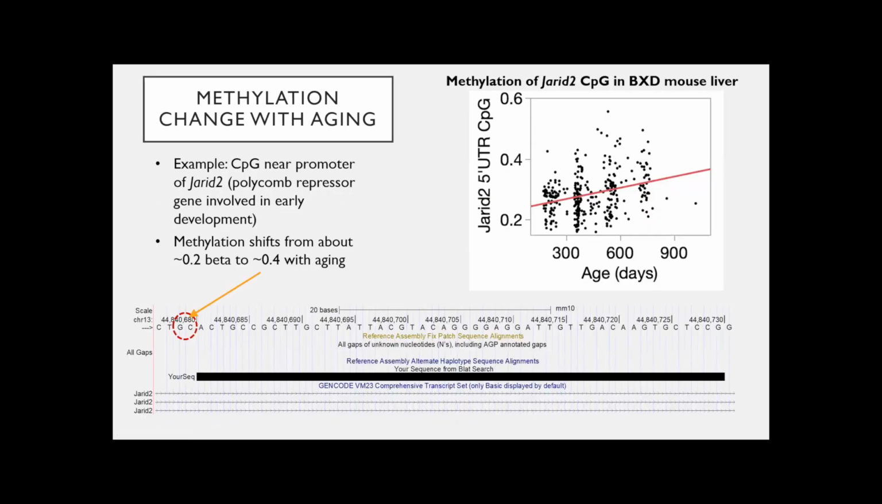Okay. Now, to give you an idea of one of the CpGs that might be contributing to this shift in the landscape, this is one example CpG. The CpG is located near the promoter region of a gene called Jarid2. This is a polycomb repressor gene. It's very important in early development. And these are about 340 BXD mice. We measured DNA methylation, and they range in age. And you can see that when the mice are kind of young, the methylation at this CpG is closer to 0.2. And as the mice get older, it slowly shifts towards 0.4.